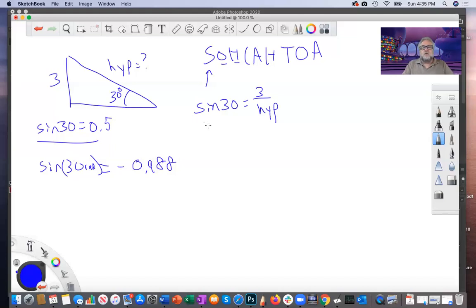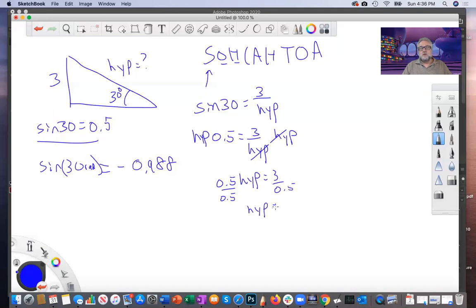Okay, so over here, sine 30, 0.5 equals 3 over hypotenuse. I'll multiply both sides by hypotenuse. These will cancel, and we'll get 0.5 hype equals 3. Divide. Hype equals 3 over 0.5, which equals 6. So the length of this side in the triangle is 6.